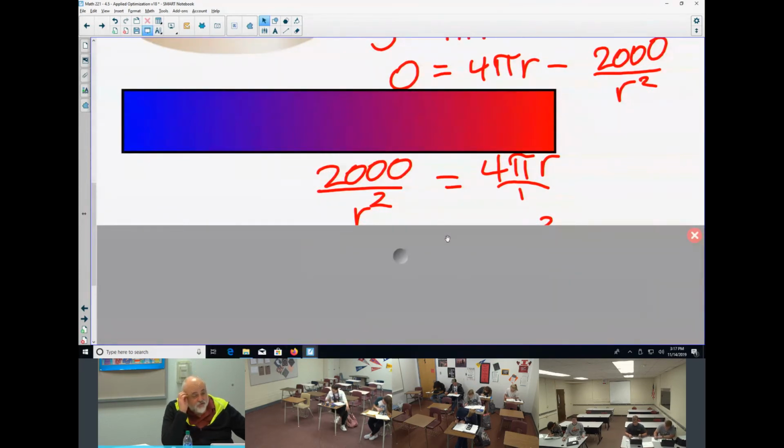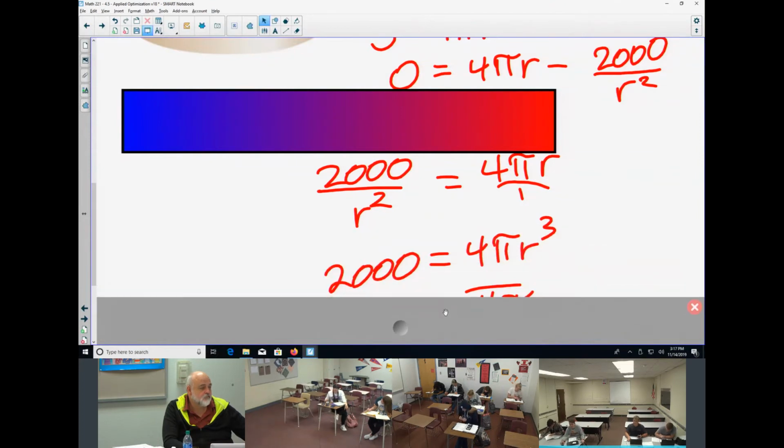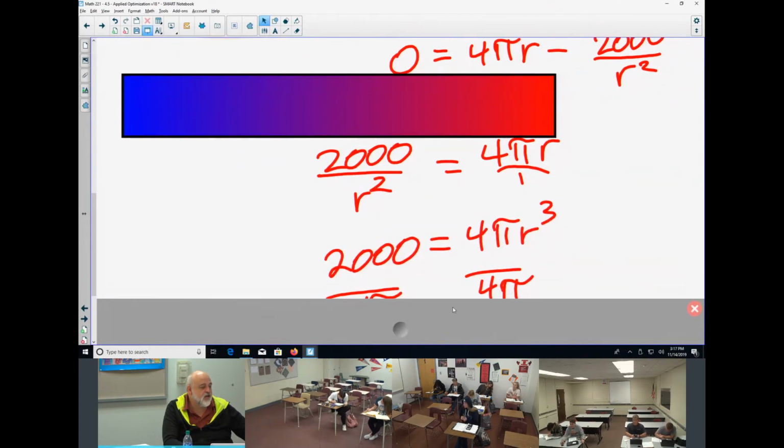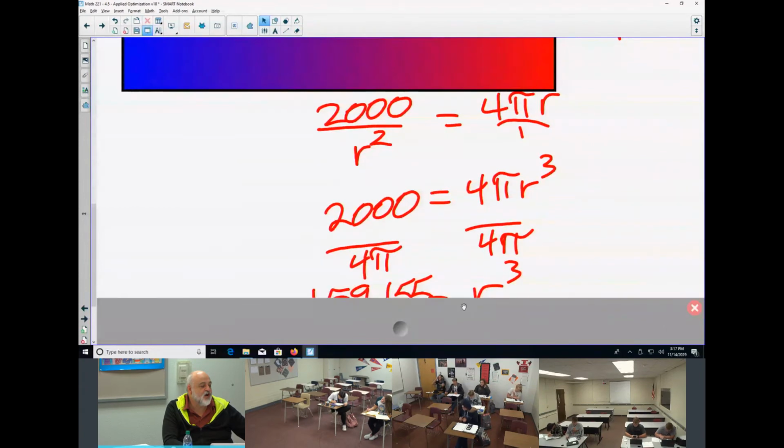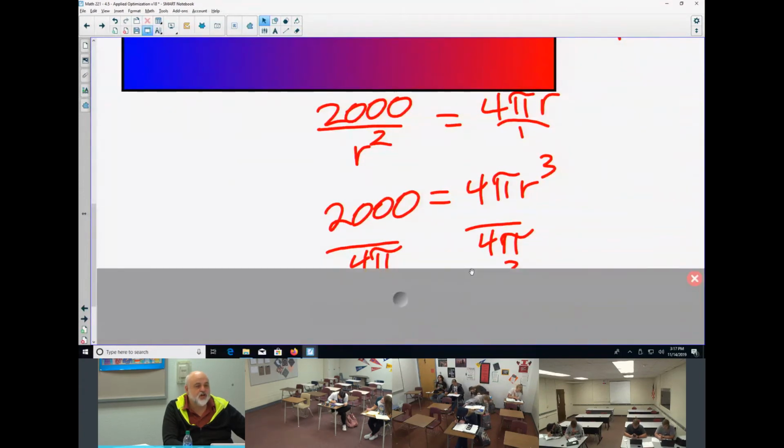All right, so tell me what you get. The cube root of 500 over pi. Okay, so go ahead and put that in, because chances are you're going to have to put that as a decimal.